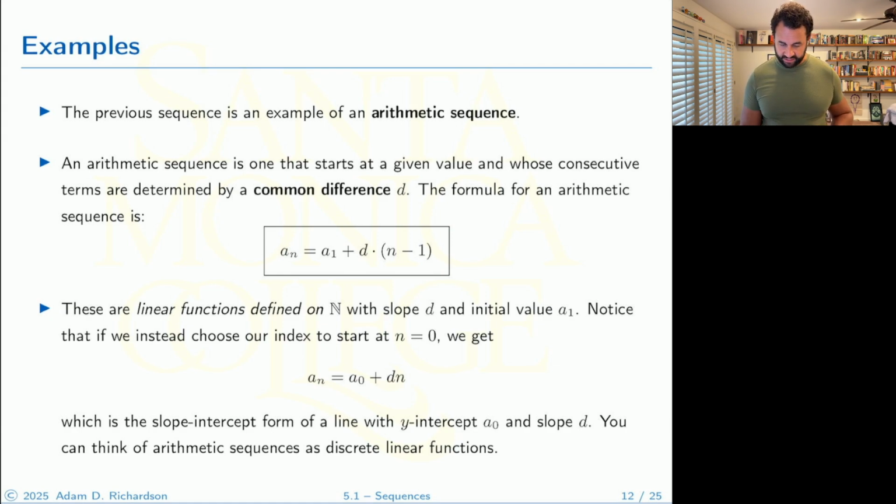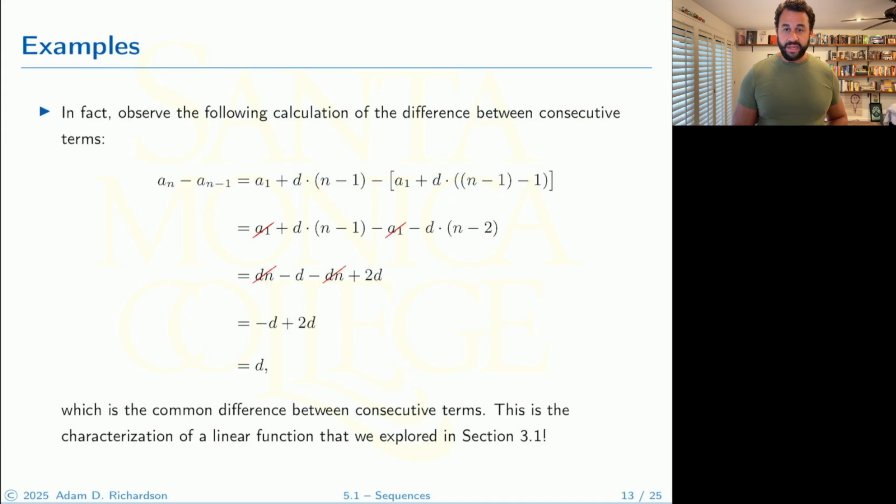If we instead decided to start our index at 0, look at what happens. We're going to perform an index shift. And what we get is that a sub n is actually the initial term plus d times n. And this is exactly the slope-intercept form of a line, right? Here is the initial value, the y-intercept. Here is the slope, d, and n is our variable. So arithmetic sequences are linear functions. That's it.